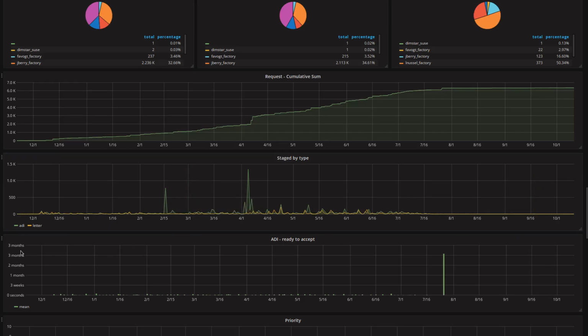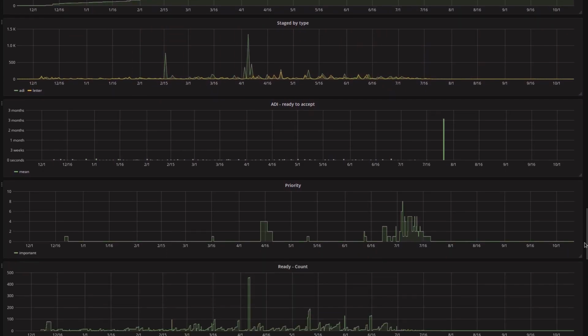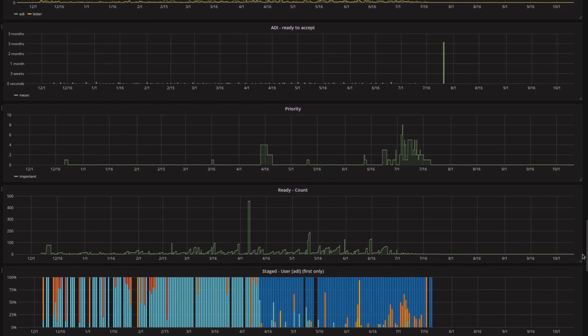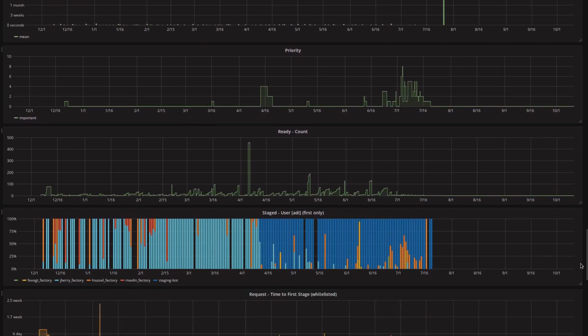So this is what I mentioned earlier, the ADI versus letter stagings. It's just a breakdown of how many were in each of those different types. Again, some of these graphs aren't terribly interesting. It's just more to see what kind of data we can pull out and whether or not there's something interesting to look at.